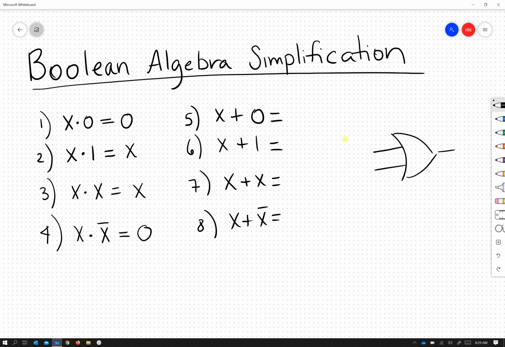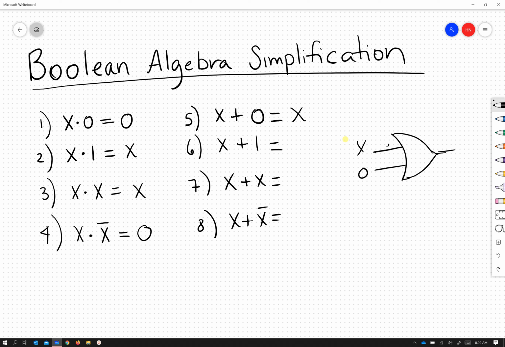An OR gate, remember the way it works is that as long as there's a 1 at the input, the output's going to be 1. So for this first one, number 5, we have X or a 0. Well, the output is going to depend on X because the bottom signal is never going to be anything other than a 0. So if X is a 1, the output's a 1. If X is a 0, the output's a 0. So the answer to 5 simplifies to just whatever X is.